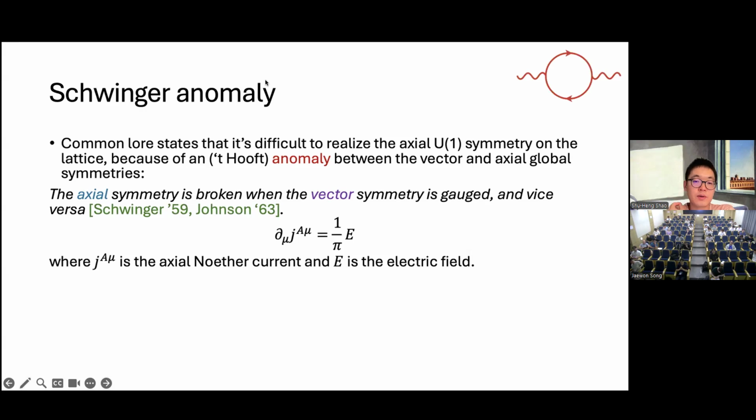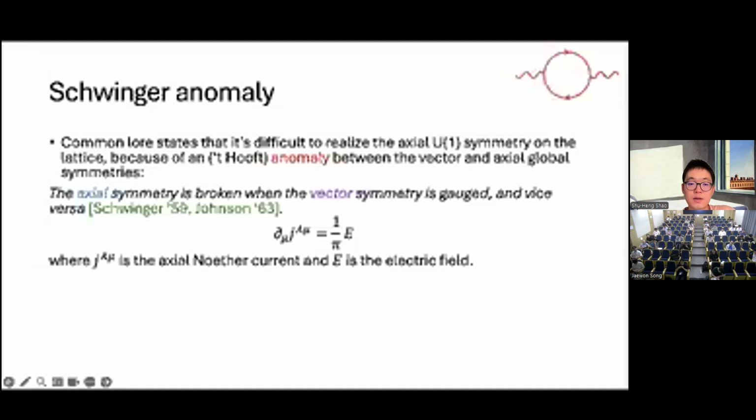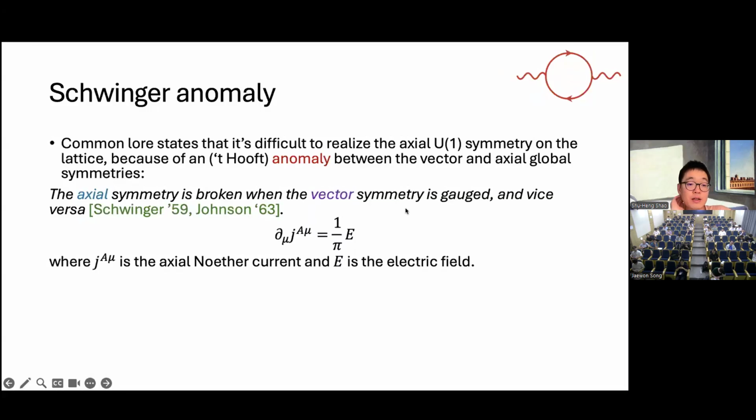And as everyone is probably familiar with, this is captured by a one-loop two-point diagram in the continuum field theory. You can view this as the baby version of the ABJ anomaly in 3+1 dimensions, and it's much easier than the ABJ anomaly. The ABJ anomaly is a triangle diagram involving 3 external legs, whereas in 1+1D it's just a one-loop diagram of only 2 legs.